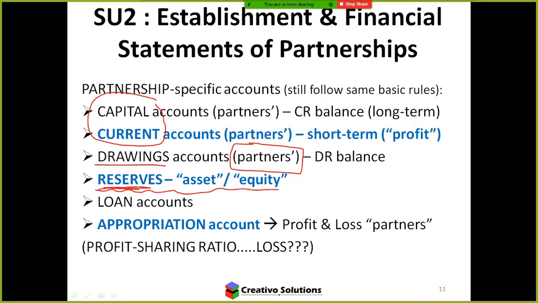A distributable reserve and a non-distributable reserve, something like that. You probably recognize those words from the non-profits. It is covered in that section. This is not the type of reserve we're looking at though.